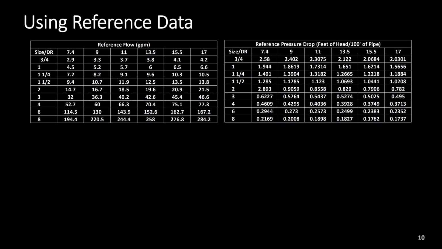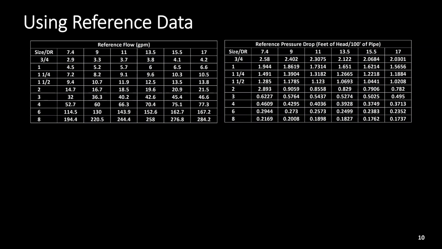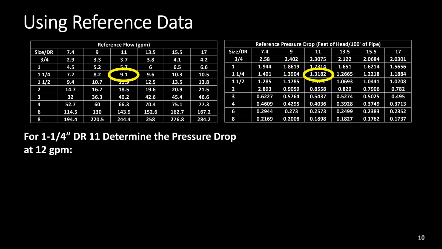And what we want to do is characterize the reference pressure drop at those flow rates. So this table illustrates the feet of head per 100 feet of pipe. So now that you've got both of these numbers, you can very easily calculate pressure drops at different flow rates. For example, our 1.25" DR11, our reference flow rate is 9.1. The reference pressure drop is 1.3182 feet of head per 100 feet of pipe.